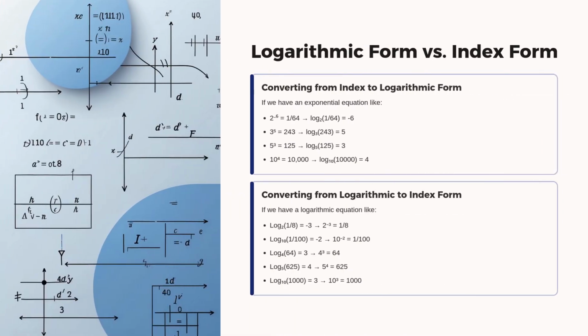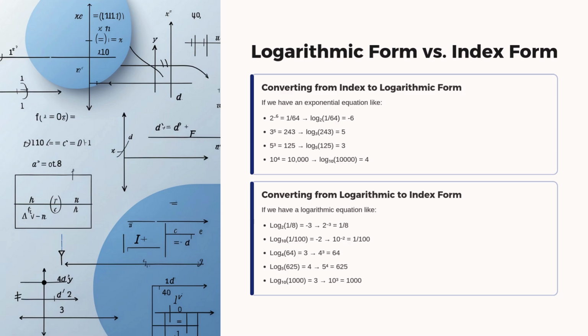Logarithmic form versus index form. Converting from index to logarithmic form. If we have an exponential equation like 2 raised to the power of -6 equals 1 over 64, therefore, log base 2 of 1 over 64 equals -6. 3 raised to the power of 5 equals 243. Therefore, log base 3 of 243 equals 5.